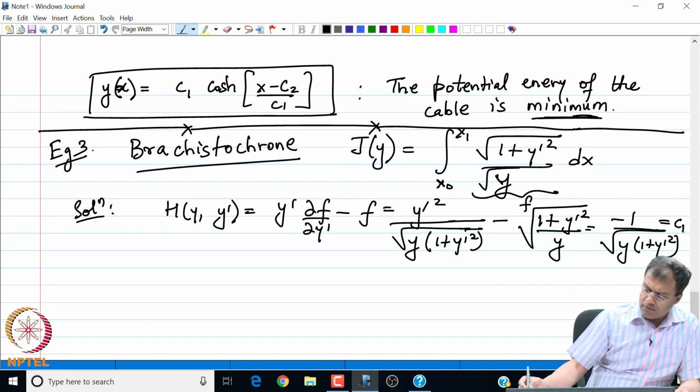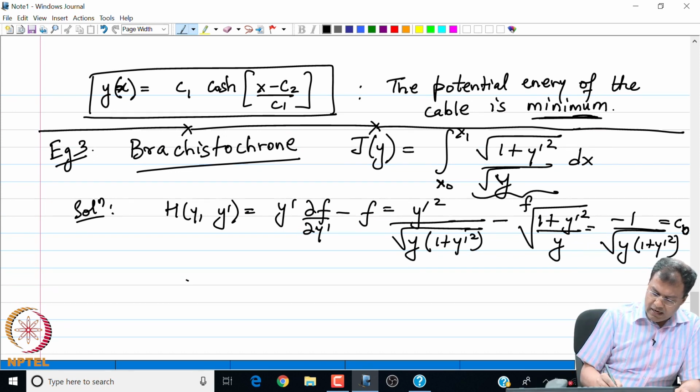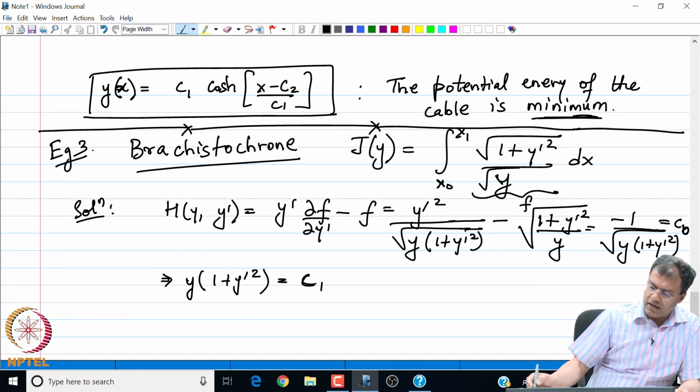So just for bookkeeping purposes, let me call this a constant C0, and now we invert this expression and take the square on both sides. We see that the new expression becomes y times (1 plus y prime squared). This is equal to another constant C1. I don't want to simplify in terms of C0, so let me call this another constant C1.